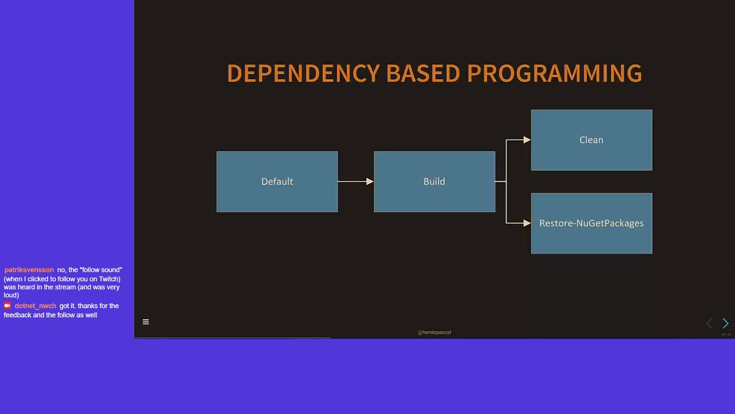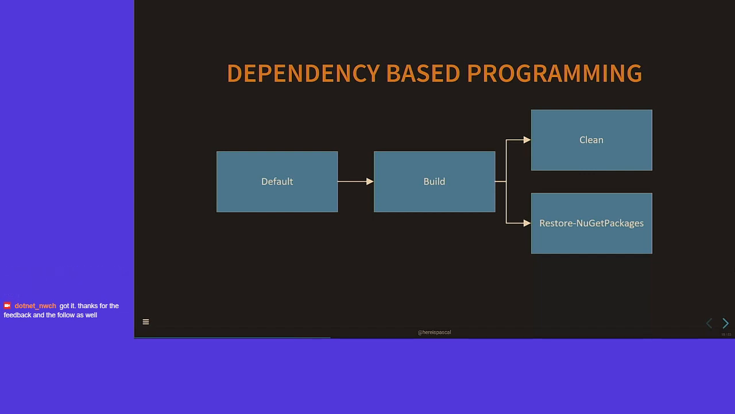And in your build.cake script, Cake is a dependency-based approach, so it's not something which Cake has invented. This exists since a very long time. Make already had this in the 70s. So what we are doing here is we are defining tasks, and tasks can have dependencies on different tasks.